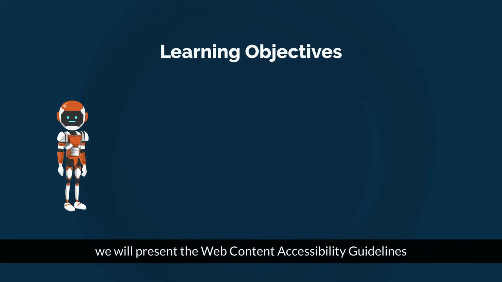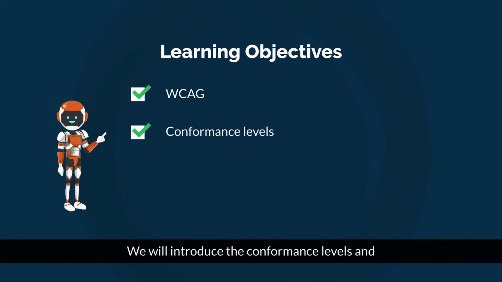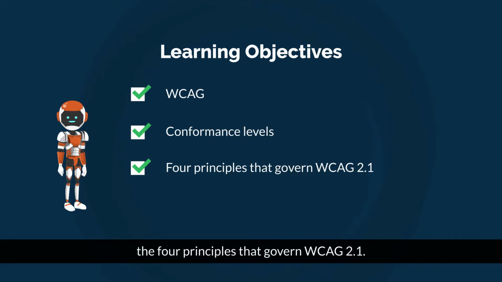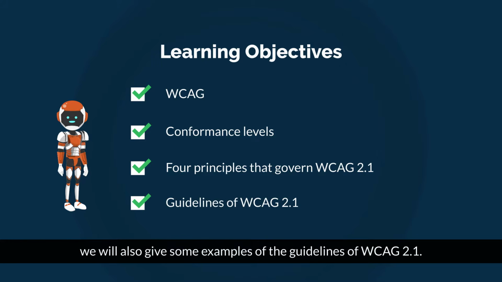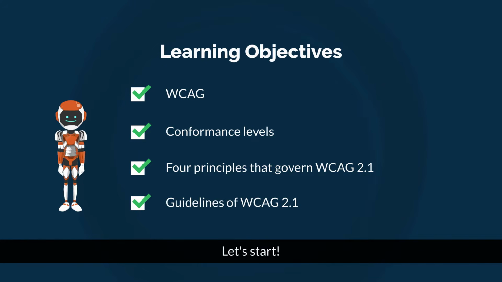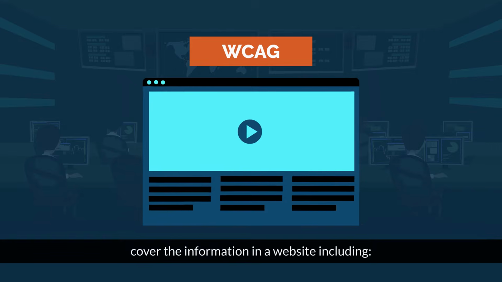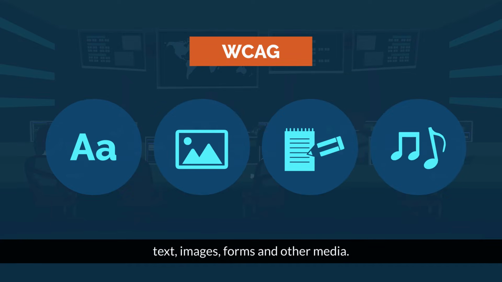In this video, we will present the Web Content Accessibility Guidelines, sometimes known as WCAG or WCAG for short. We will introduce the conformance levels and the 4 principles that govern WCAG 2.1. At the end, we will also give some examples of the guidelines in WCAG 2.1. Let's start! Web Content Accessibility Guidelines cover the information in a website, including text, images, forms, and other media.